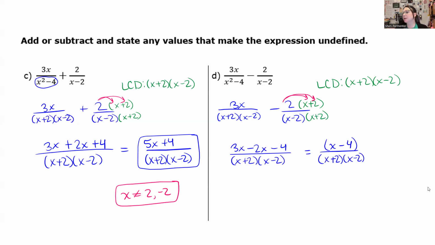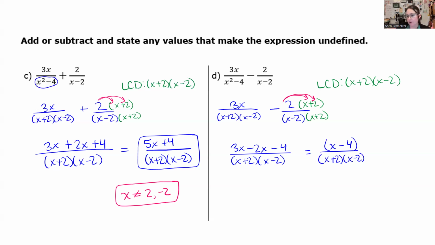Anything match on the top and the bottom that I can cancel out? Nope, everything in parentheses has to be identical. Are there any matching factors in the numerator and denominator? Tariq says no, he's right. There's nothing that's the same.